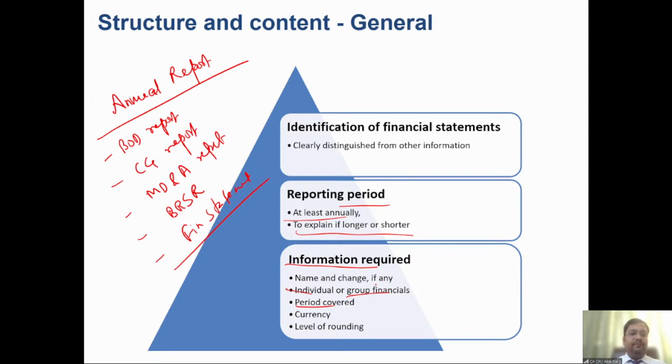For example, balance sheet as at 31st March 22, statement of P&L for the year ending 31st March 22, right? Is it a 3 months, 6 months, 9 months, 12 months? So period covered has to be disclosed. Currency, whether the financial statement has been presented in INR, in US dollars, it has to be disclosed. Level of rounding, rupees in million, the level of rounding off has to be disclosed.